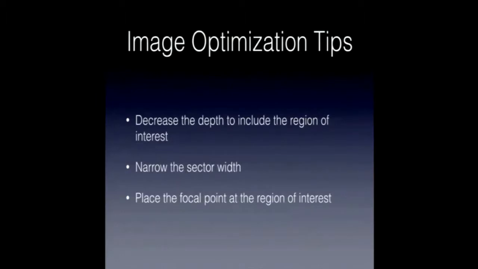So imaging optimization, this is some of the stuff I've been getting at, but when you are looking at an image, you want to decrease your depth to exactly only the area of interest. You don't really want to go deeper than you have to. That doesn't mean you want to look into such a narrow fashion that you miss some obvious fluid collection distally, but you can start broad, but then narrow your region of interest to just the area of interest. You want to narrow the sector width. If you look on your machine, there's going to be a knob where you can turn the sector width in, and that'll increase your frame rate.